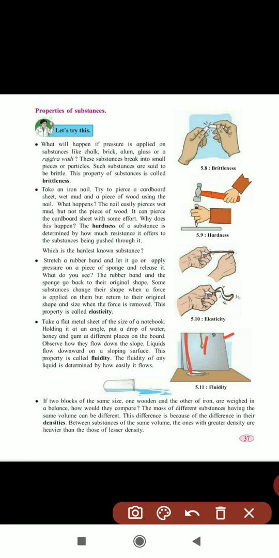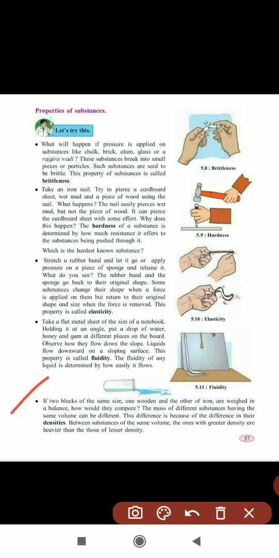The liquids flow downwards on the sloping surface, that is called fluidity. Means they can easily flow on sloping surfaces. This property is called fluidity, and the fluidity of a liquid can be determined by how easily it can flow. If you see water, that flows easily. Yes, honey is there like this, but gum flows slowly. Like this you can check the fluidity of substances which are liquid.